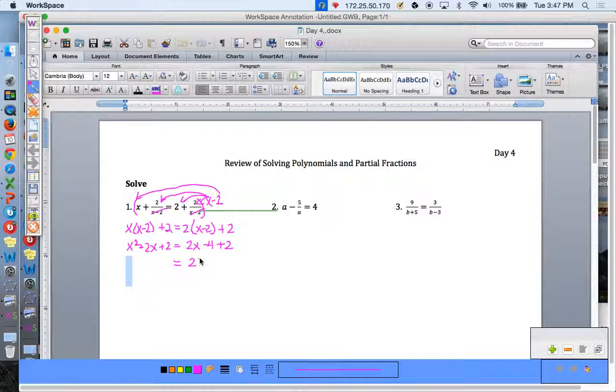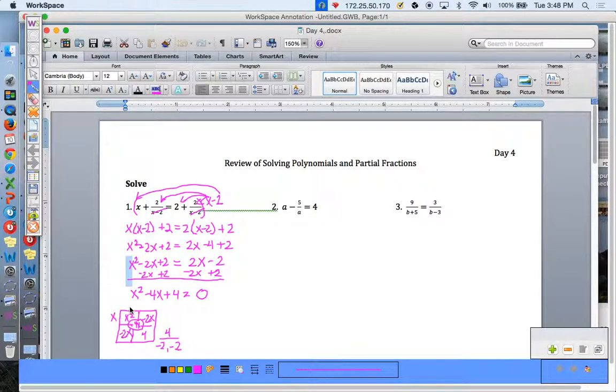Combine like terms over here. We have 2x minus 2, x squared minus 2x plus 2. It's a quadratic, so we'll set it equal to 0. So now we have x squared minus 4x plus 4 equals 0. We can do our box and circle to solve this quadratic. So it multiplies to 4 and adds to negative 4. So we have negative 2 and negative 2.